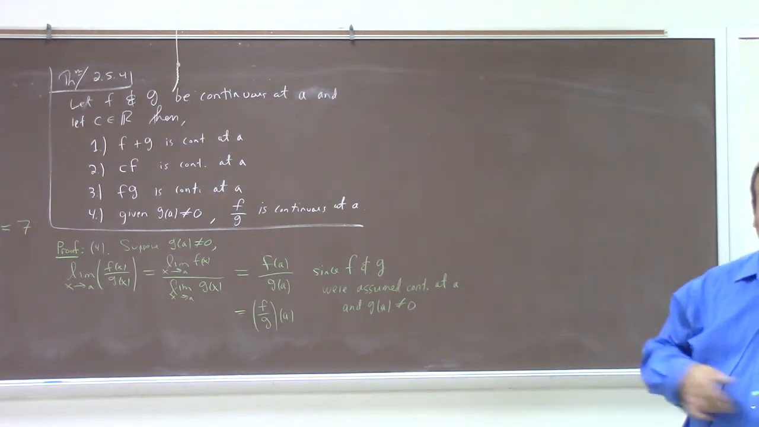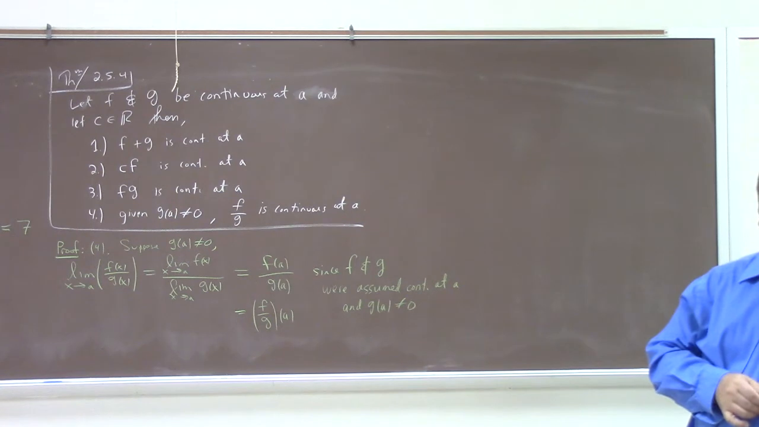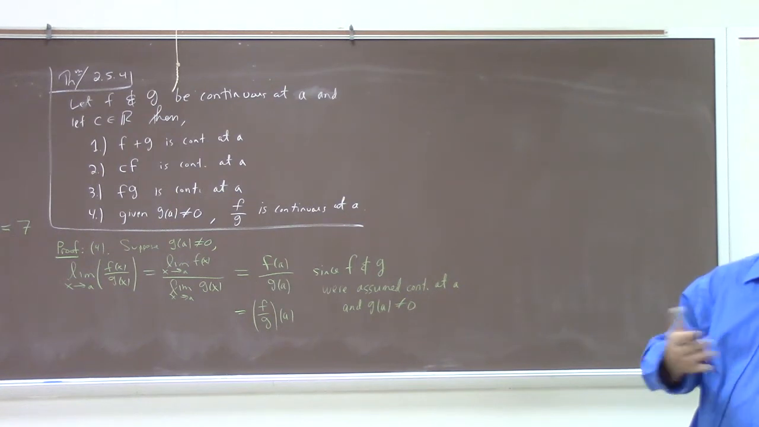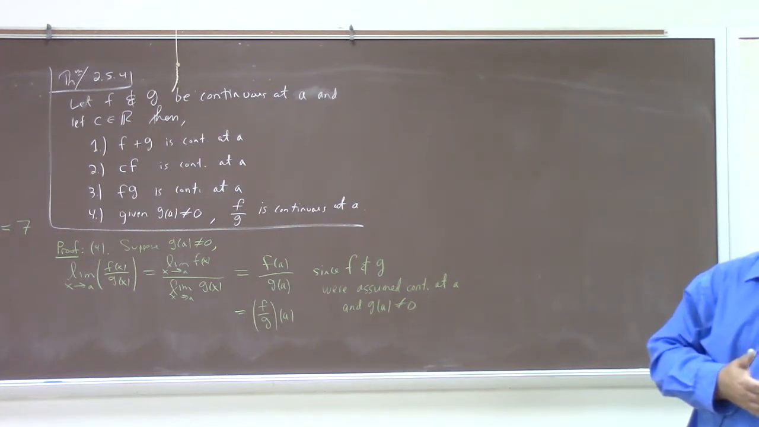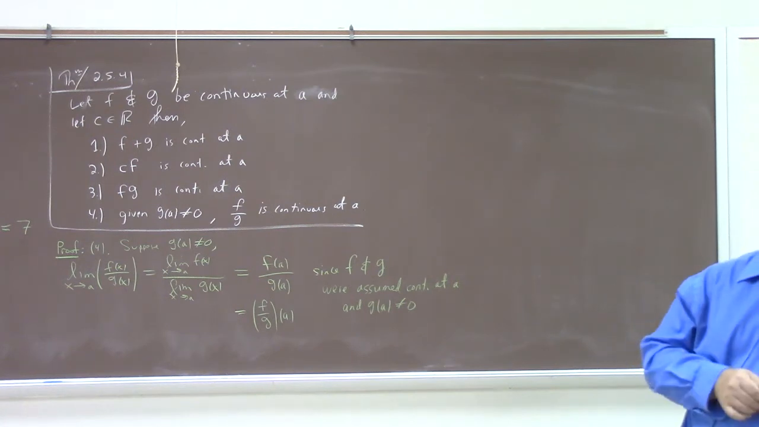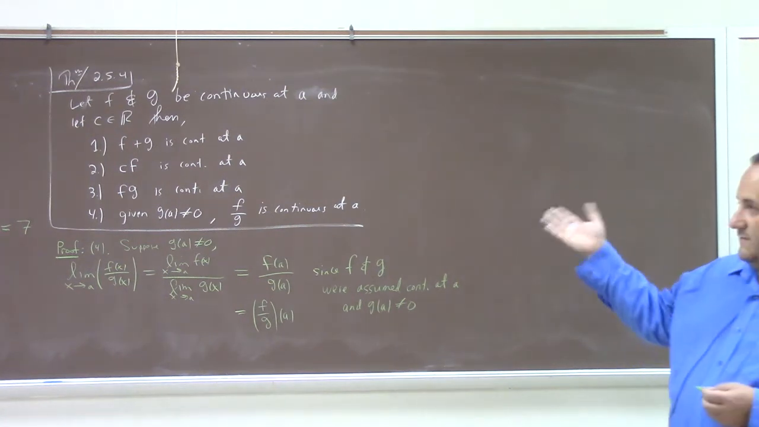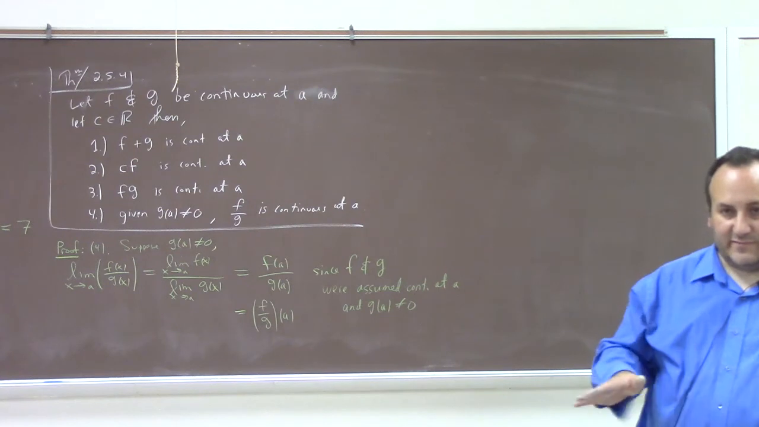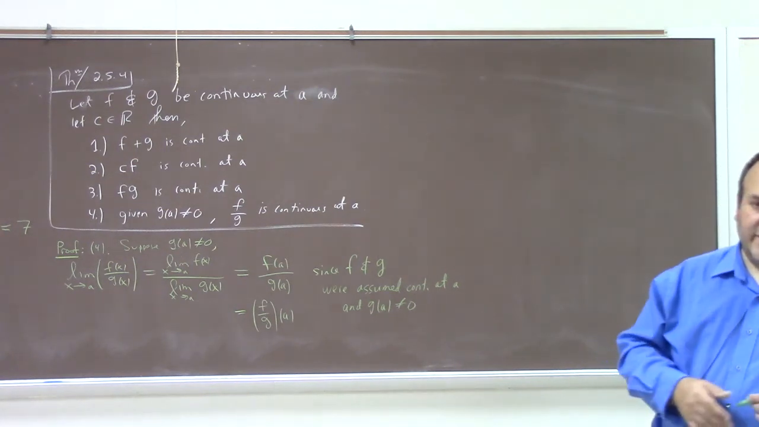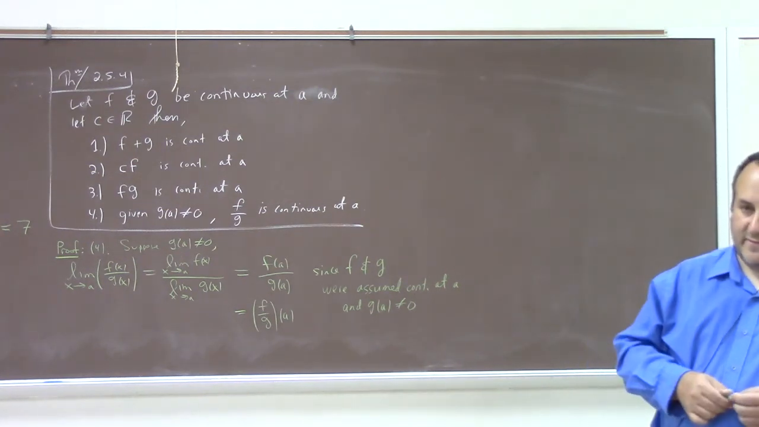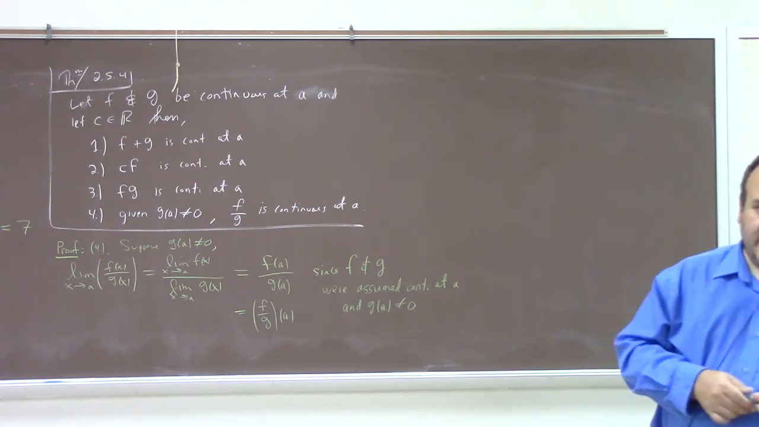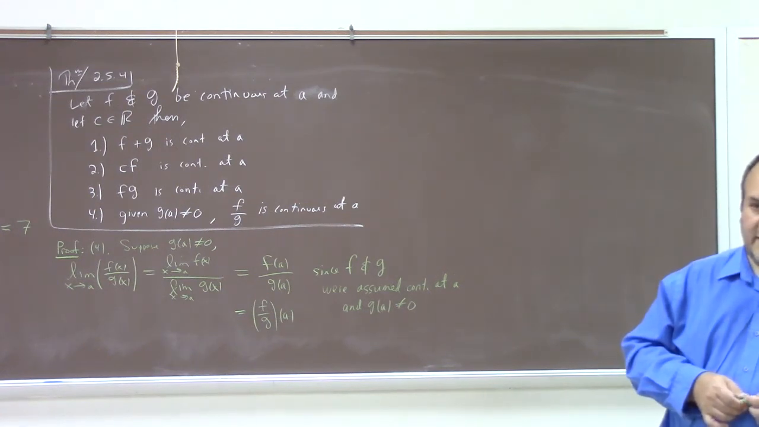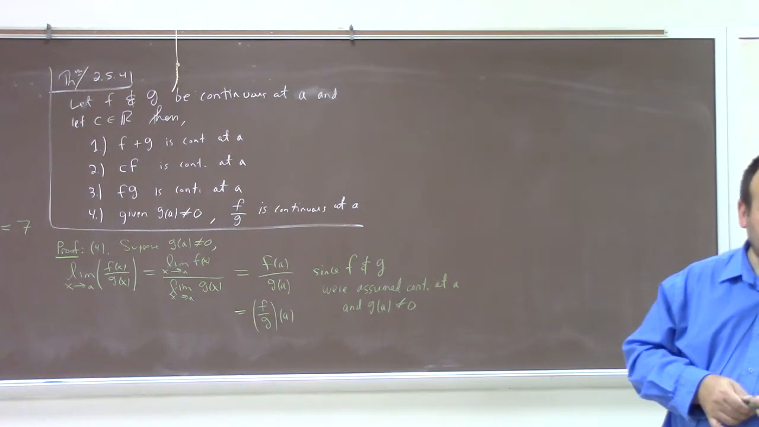There you go. That proves that f over g is continuous at a, because the limit of the function is given by plugging the limit point into the function. The proof of 1, 2, and 3 is literally the same. Apply the limit law for the sum, the scalar multiple, or the product of functions. Immediately they yield continuity of the sum, the scalar multiple, and the product.